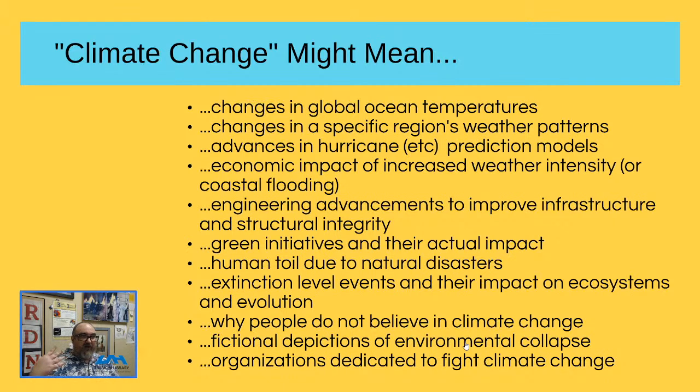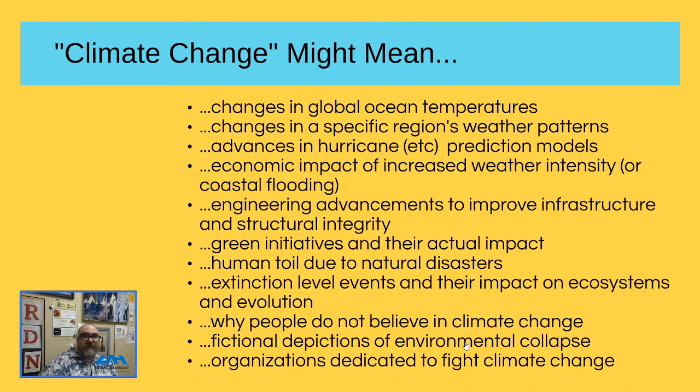It can mean how the increased energy in the atmosphere, the increased heat and turbulent weather and stuff, causes an extinction level event, which impacts ecosystems and impacts evolution and changes the biology of the earth forever going forward. You can talk about conspiracy theories about climate change.